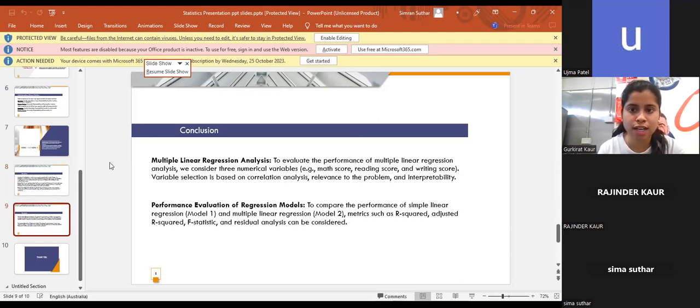Multiple linear regression analysis. To evaluate the performance of multiple linear regression analysis, we consider three numerical variables, for example math score, reading score, and writing score. Variable selection is based on correlation analysis, relevance to the problem, and interpretability. Performance evaluation of regression models. To compare the performance of simple linear regression Model 1 and multiple linear regression Model 2, metrics such as R-squared, adjusted R-squared, F statistic, and residual analysis can be considered.